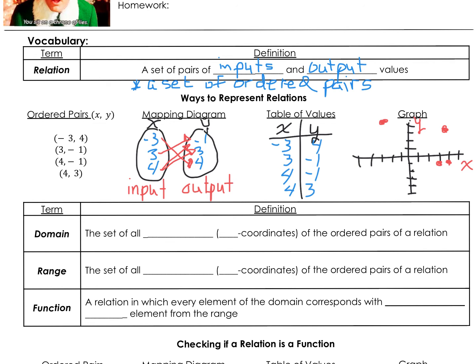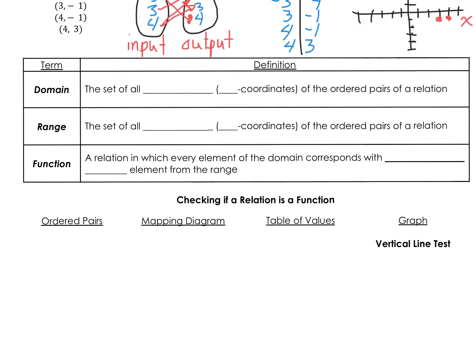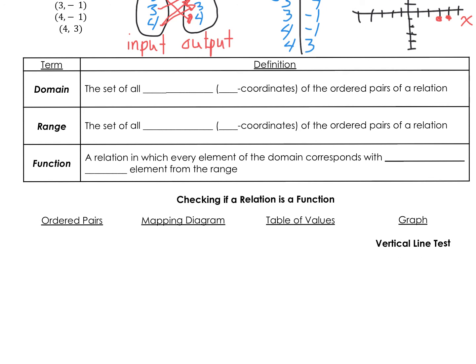So let's look at the values for these. So for the domain, and you might recall this from Algebra 1-2, the domain is the set of all x values, and it is the x coordinate of the ordered pair. And essentially, this is going to be our input. So x values are your input.